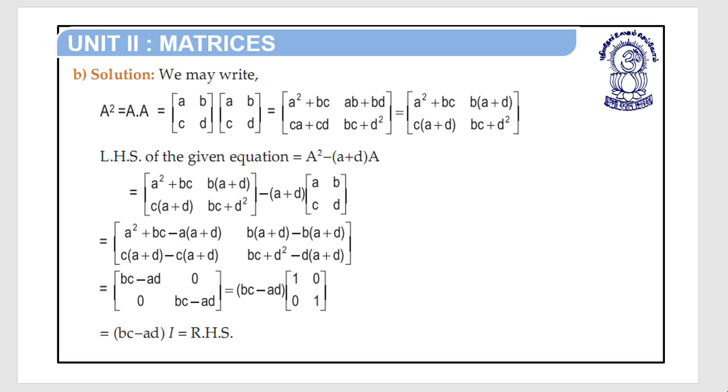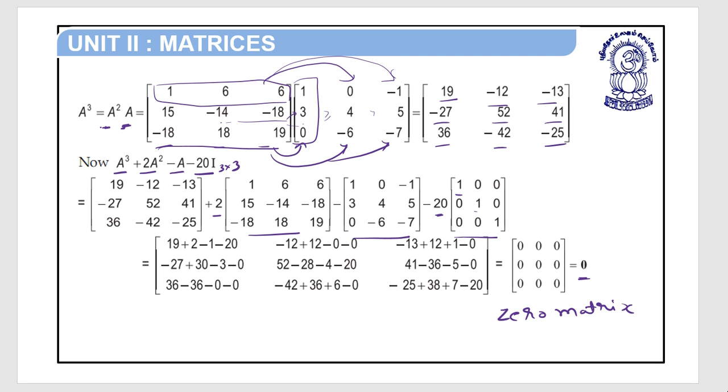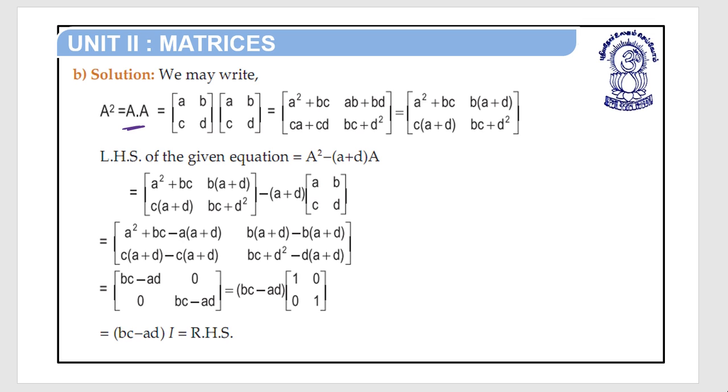Now part B, solution. We may write A square, A into A: [a b; c d] times [a b; c d] is equal to [a square plus bc, ab plus bd; ca plus cd, bc plus d square], which is equal to [a square plus bc, b common a plus d; c common a plus d, bc plus d square].